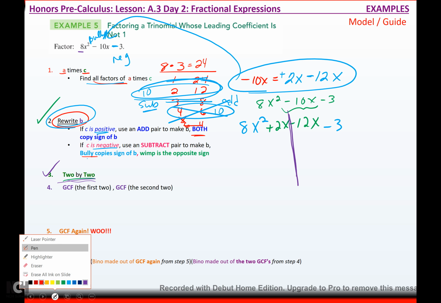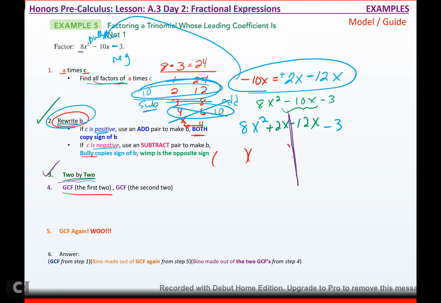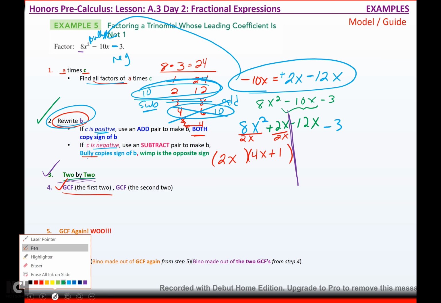Okay, then next we have GCF. What the heck does that mean? Well, GCF the first 2 means what can you factor out of there? What do they have in common? They each have a 2 and an x. So if I factor out a 2x, I get 4x plus 1. There's that GCF. GCF, the second side, I'm going to do the same thing over here.